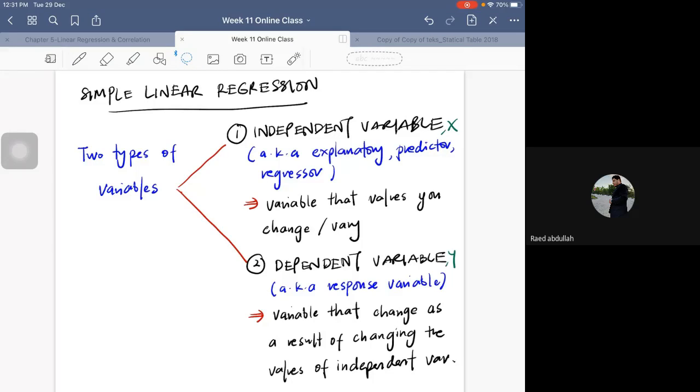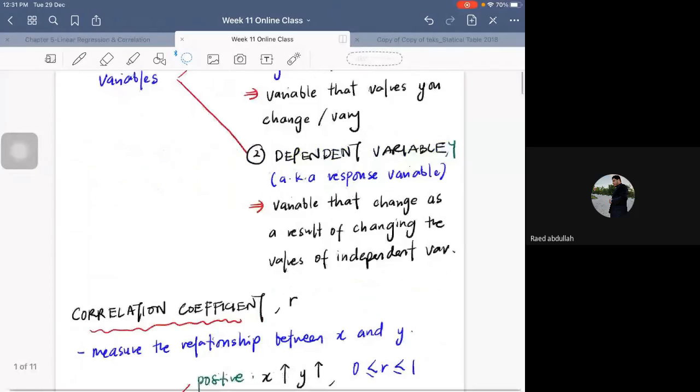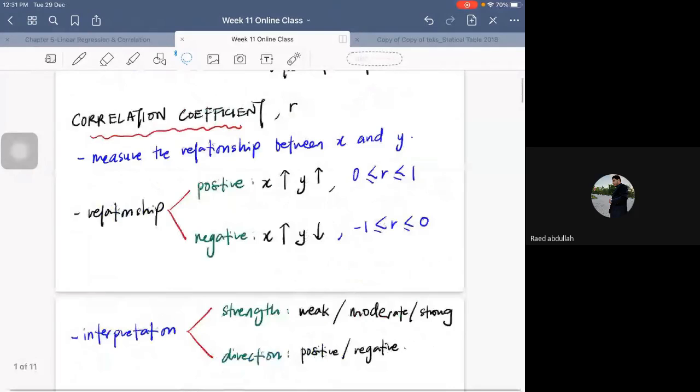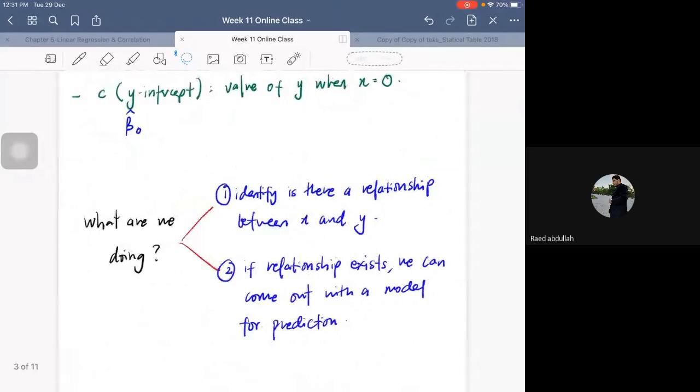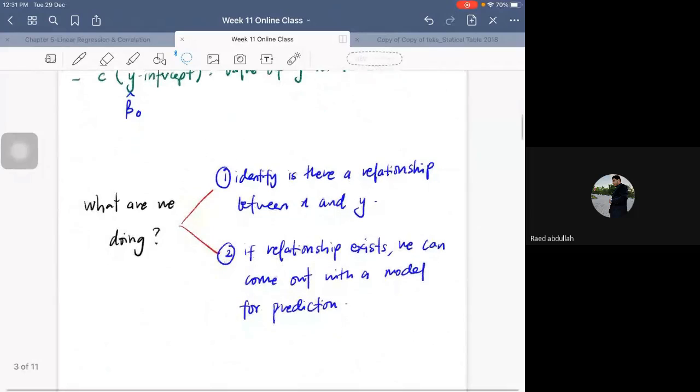So this is as usual. I'm not going to explain everything in detail. This is just a recap of the little pieces that we have discussed in chapter 1 and also in 5.1 and 5.2. So basically, what is the idea of simple linear regression? When we do simple linear regression, we are doing these two ideas right here. First, we are going to be given two variables.